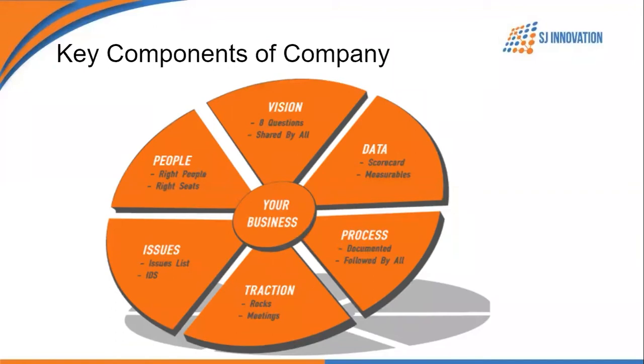The third one is traction, in this second part. Now traction, what is traction? It is about discipline, execution, and accountability. It helps a company clarify and choose the right priorities. The two tools that strengthen this component are rocks and the weekly Level 10 meeting.